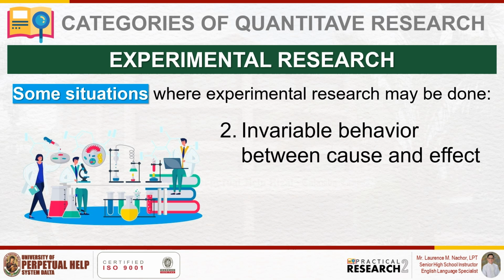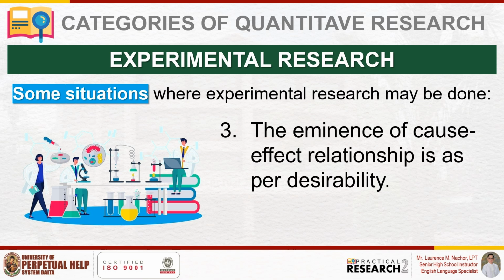So for example, photosynthesis. There is this deterministic relationship: if plants have the needed components to manufacture their food, then photosynthesis will always occur. So that's what we call invariable behavior.